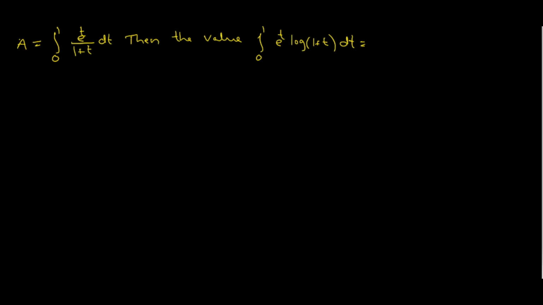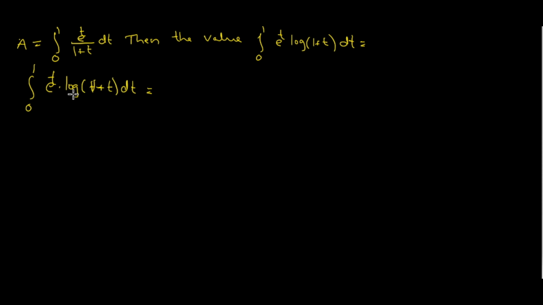If A is equal to the integration from 0 to 1 of e^t/(1+t), then find the value of the integration from 0 to 1 of e^t times log(1+t) dt. Here the value of A is given, that is the integration from 0 to 1 of e^t/(1+t). Now we find the value of the integration from 0 to 1 of e^t times log(1+t) dt.